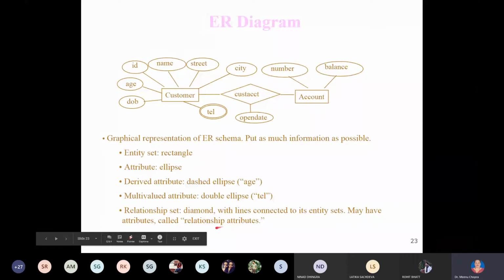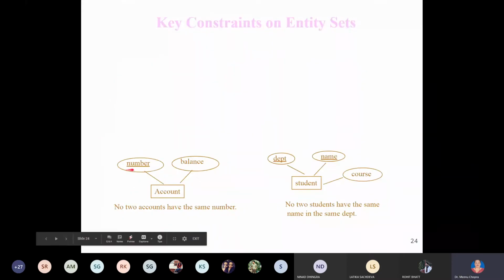Now a relationship also has relationship attributes. Remember that. We have discussed one case study in which the relationship set has relationship attributes. Then this one, the account, for example, this is your primary key. These are your atomic attributes. This is your simple attribute.